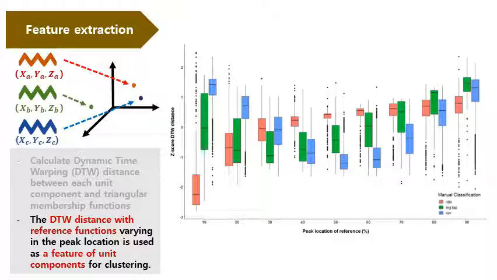In this graph, you can see the different signal components by manual classification. Idle, leg tap, and RAV show a clear difference in the pairs of the dynamic time warping distance with reference functions varying in the location of peaks. Idles were most similar to the reference functions that have the peak at 10% of the signal length, and increase with the peak location. But RAVs were most similar to the function that has the peak at the middle of the signal, and leg tap shows an overlapping distribution due to the limited number of unit signal components.